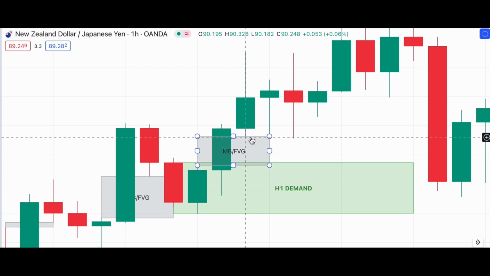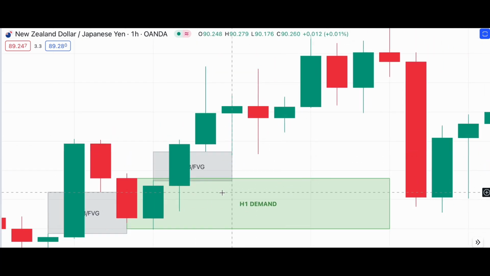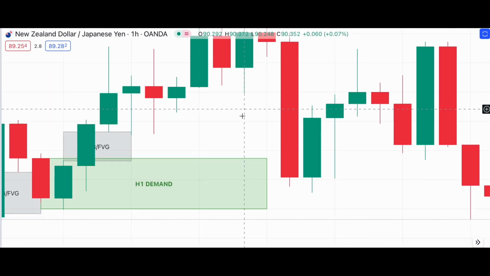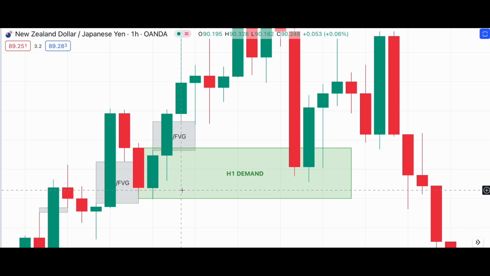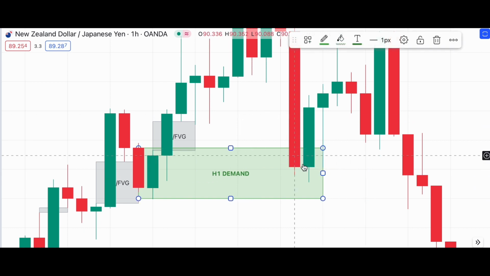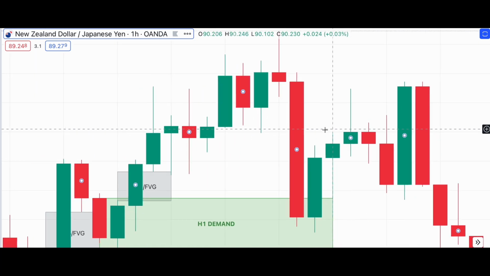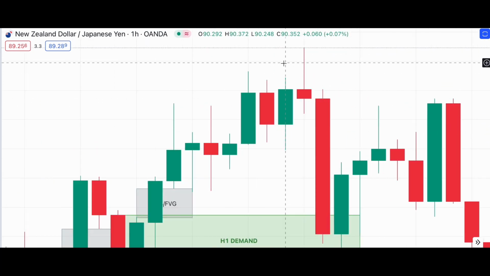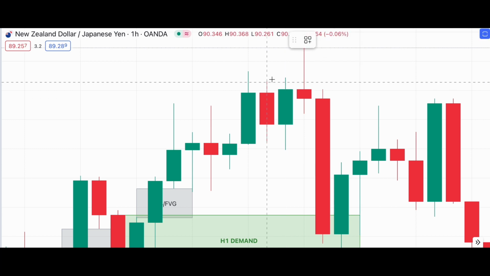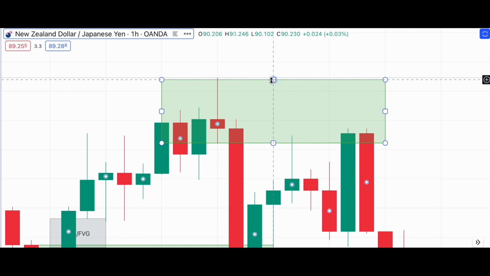You see, this is the imbalance created after the demand zone right here, and you can see the price reacts very well. And we have a very good rejection again. And here, it looks like we have a very strong rejection from the seller. So we have one of the supply zones here.